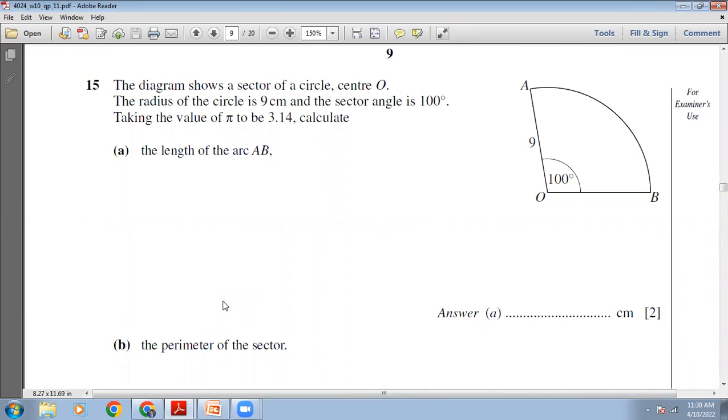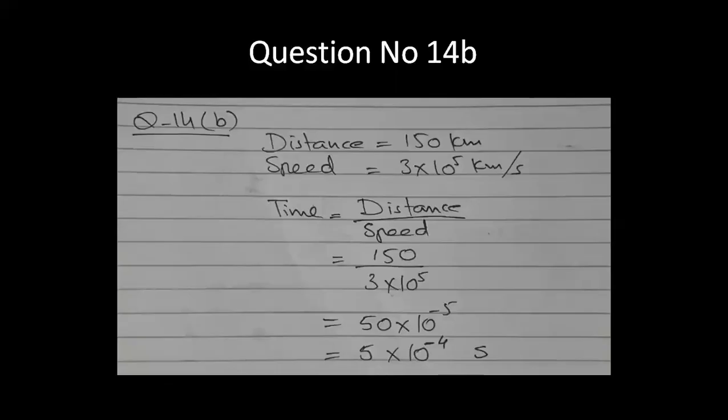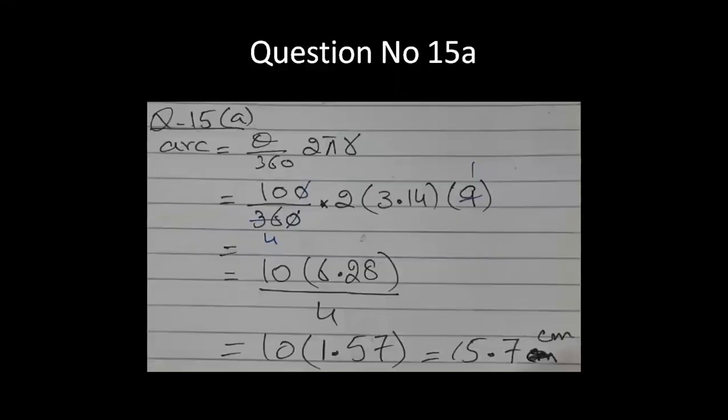The diagram shows the sector of a circle center O. The radius of the circle is 9 centimeters and the sector angle is 100 degrees. Taking the value of pi to be 3.14, calculate the arc length AB. You know the arc length AB, the formula is theta by 360 times 2 pi r. So theta is 100 divided by 360, multiplied by 2, multiplied by 3.14, and multiplied by r, that is 9.